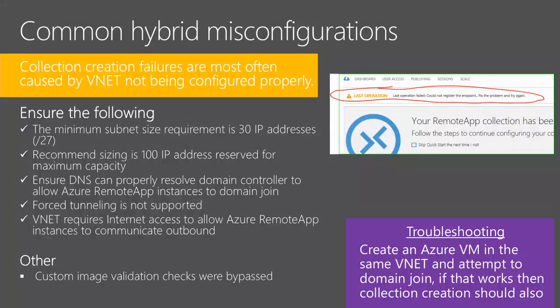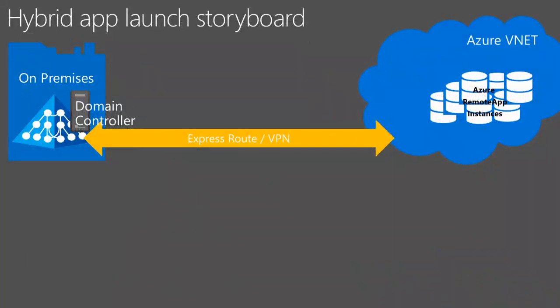Our script checks those things, so make sure you run those scripts. So back to this diagram. We've just created our Azure RemoteApp collection. Things are there. We have our VMs, all successful. Those are actually running in Azure, connected back to on-prem.